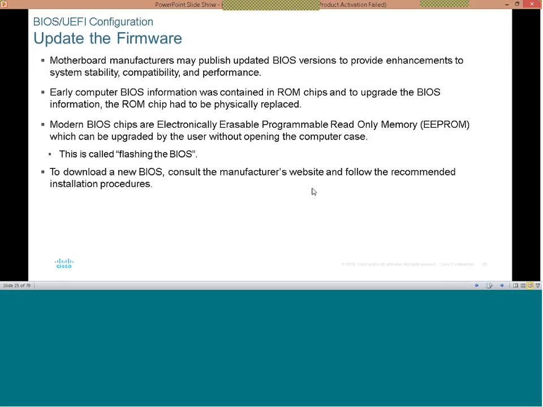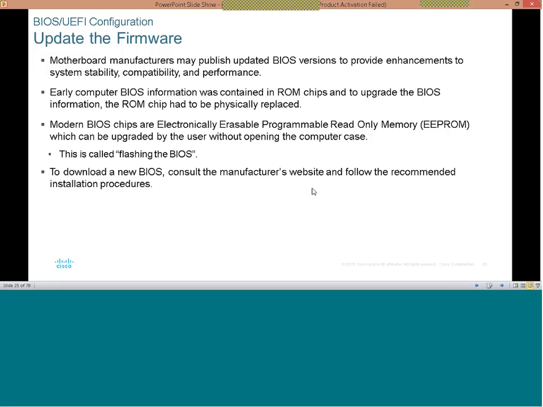This is called flashing the BIOS. You do this by flashing the BIOS because it's actually electronically erasable. So you're not going to physically remove that from the system, but rather you can flash it electronically. To download a new BIOS, consult the manufacturer website and follow the recommended installation procedures.